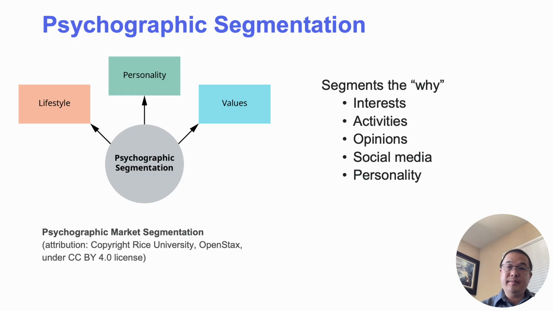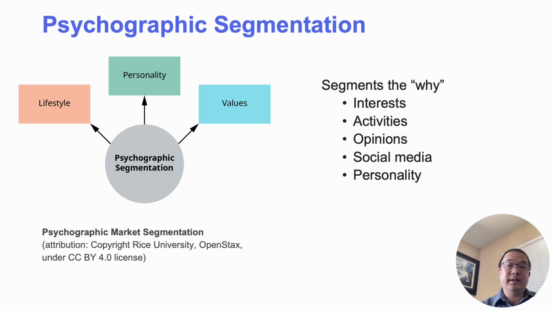Number 1, lifestyle. Lifestyle refers to how people live their daily lives. As an example, Lululemon targets people with active and fitness-focused lifestyles. Whole Foods targets health-conscious shoppers.